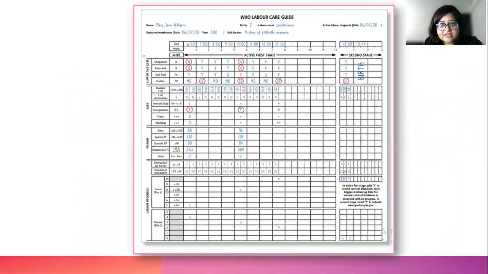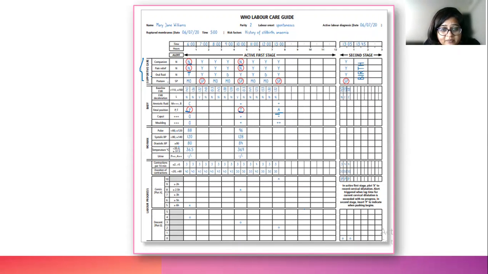So this is an example of a filled labor care guide. In the supportive care section, initially there was no companion, no pain relief. Then she asked for it, then in between again she had no companion. Similarly pain relief, oral fluid, posture. This is section 2. Section 3 was the fetal status. Here it was position, then it became transverse, then anterior, posterior, transverse, anterior. Wherever there's an alert, it has been circled with red.